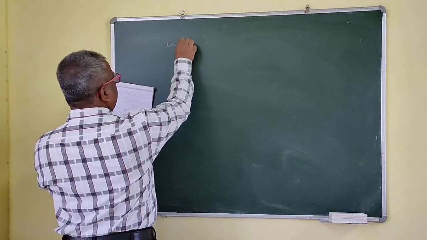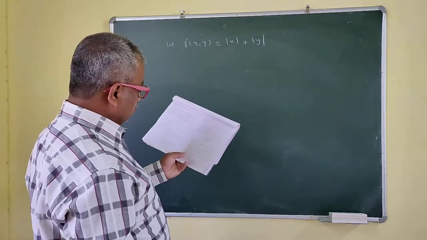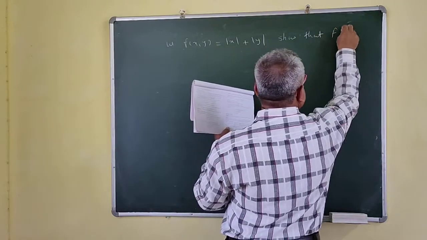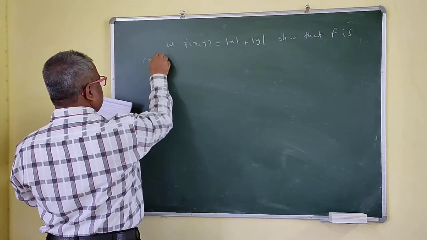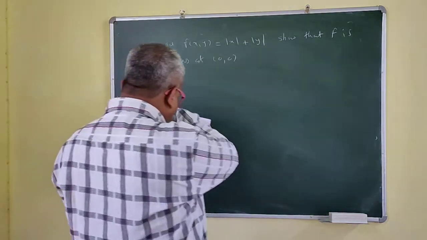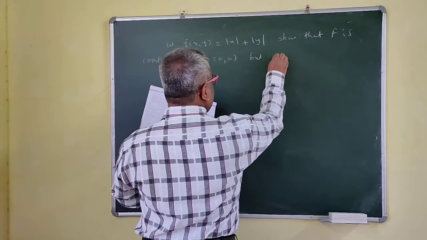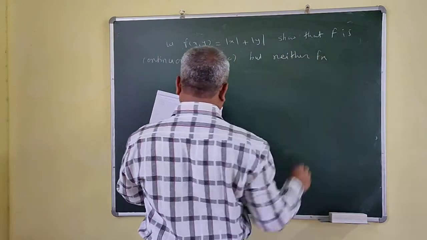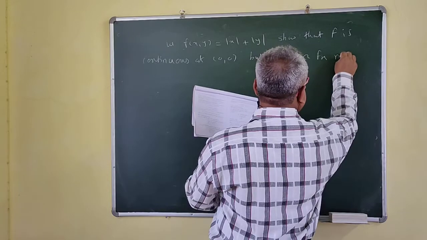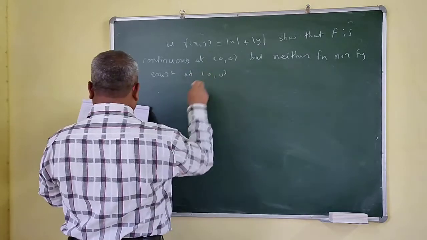Let f of xy is equal to mod x plus mod y. Show that f is continuous at 0, 0, but neither fx nor fy exist at 0, 0.